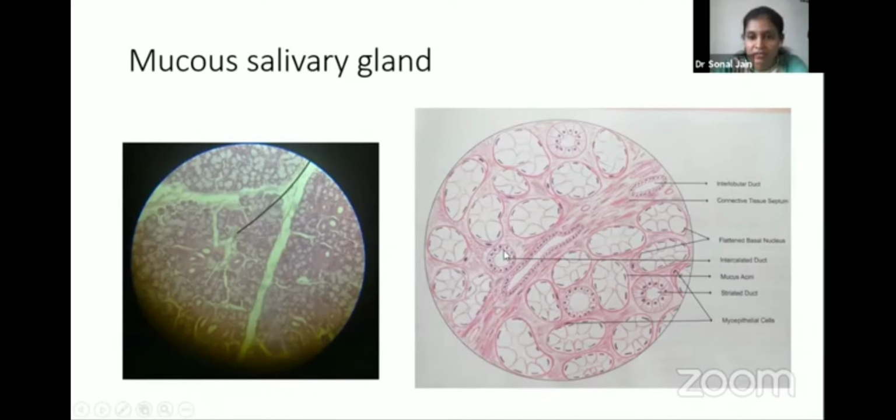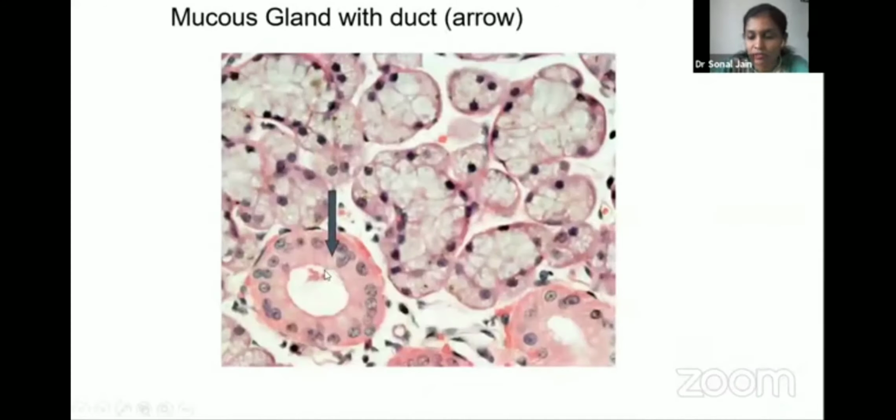There is the interlobular duct. These are the interlobular ducts. These are the intralobular ducts. They have a specific cuboidal epithelium in it. Then this is the intralobular duct.